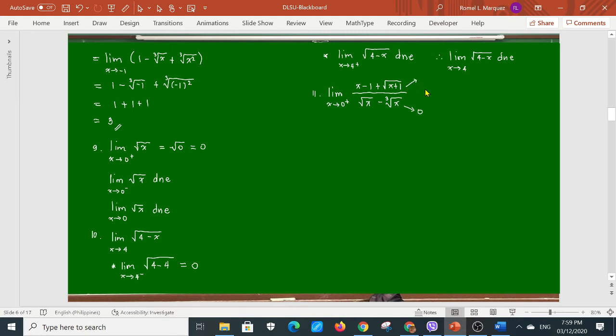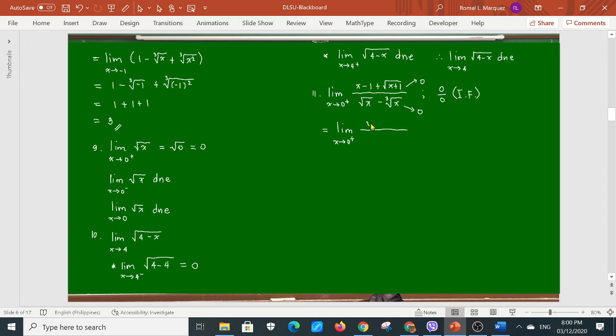What about this? 0 minus 1, negative 1. 0 plus 1, 1, square root is 1. Negative 1 plus 1, 0. Indeterminate. Okay, guys? Indeterminate form. Okay? Next. So, we are now going to manipulate such. From the right, don't forget to write 0 from the right.